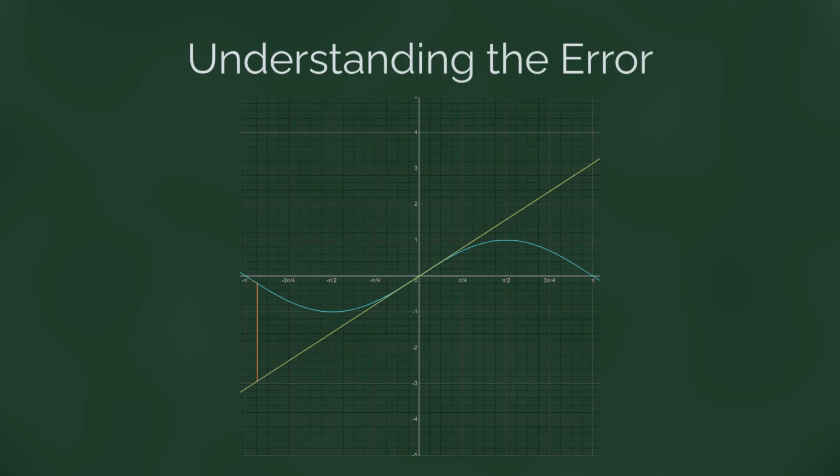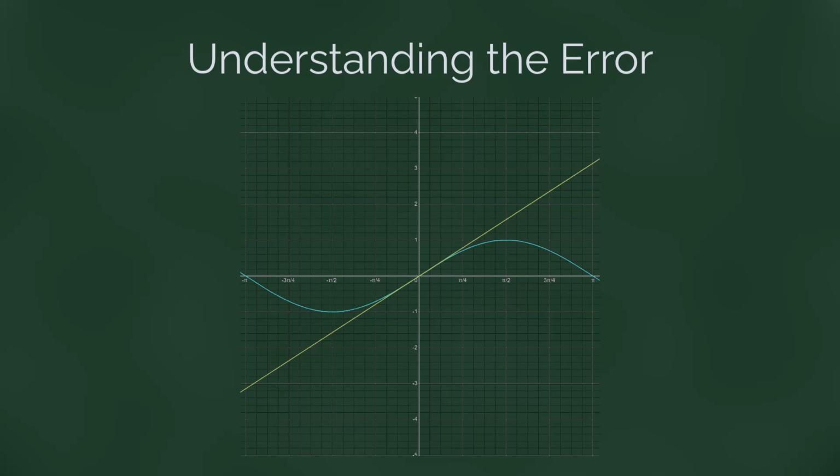To help us understand the error in a Taylor polynomial, let's look at this animation. Here we have the first order Taylor polynomial approximation of the sine function. The orange bar in the animation is the error, the difference between the value that the polynomial, the green line, gives us, and the actual value that the sine function, indicated by the blue graph, gives us.